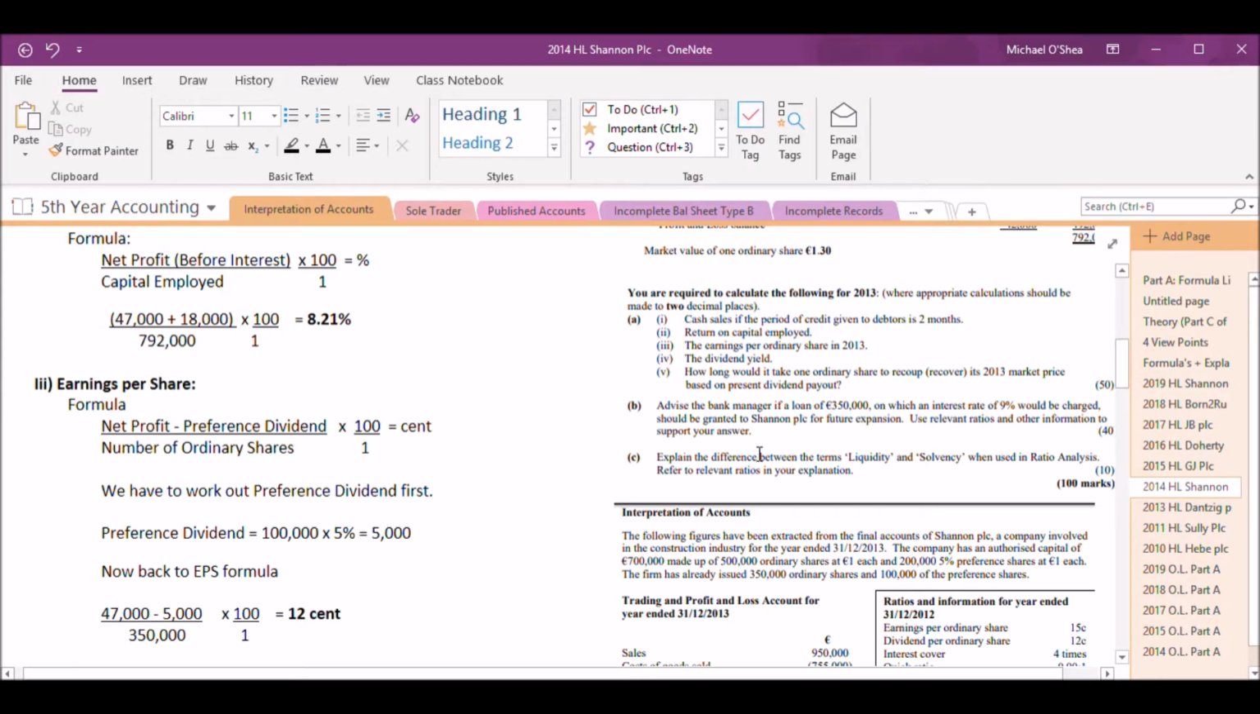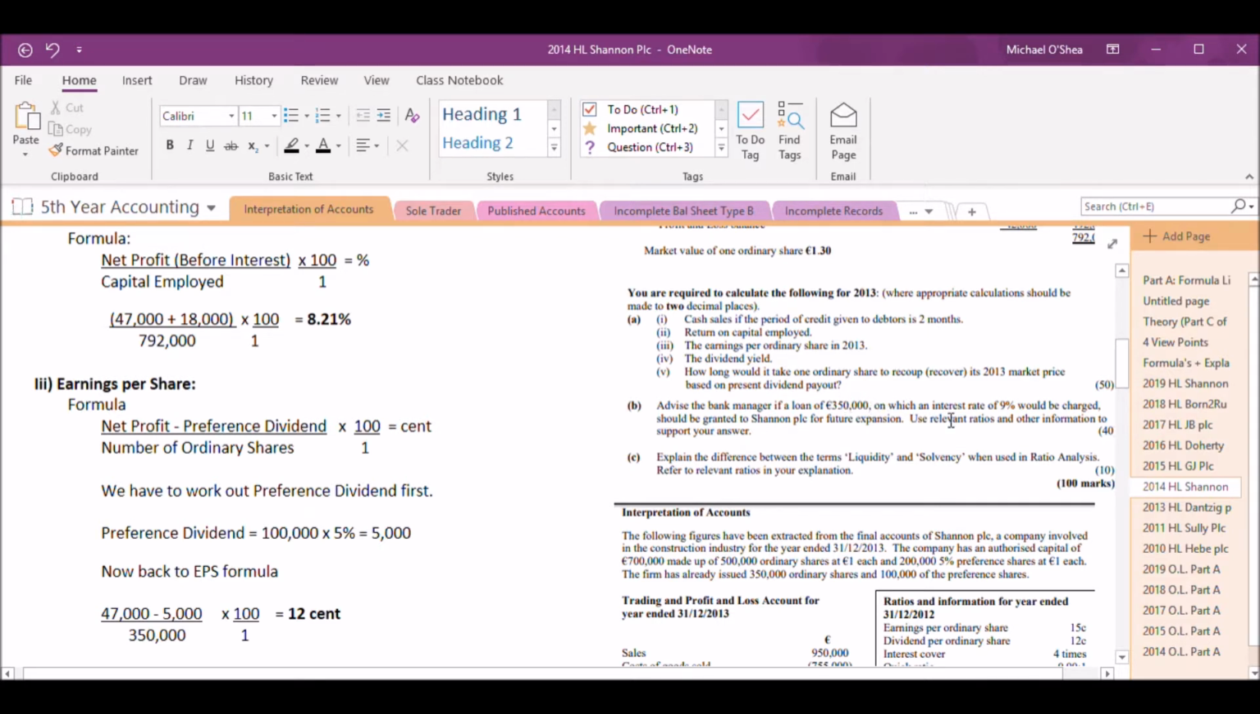Two things have to jump out straight away. The loan is 350,000, interest is 9%. Therefore, we can calculate how much interest we will have to pay per year. 350 by 9% is 31,500. So that 31,500 is interest that they would have to pay on top of getting this loan. Because you can work that information out, you have to include it in the question. It's definitely going to be worth marks.